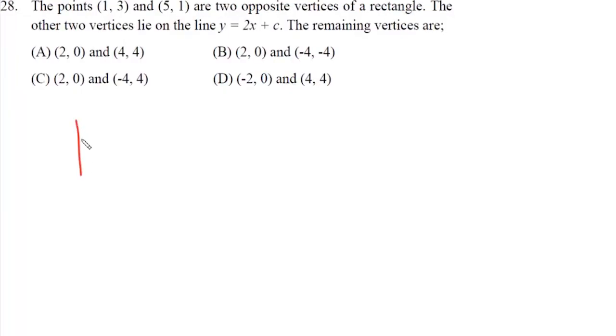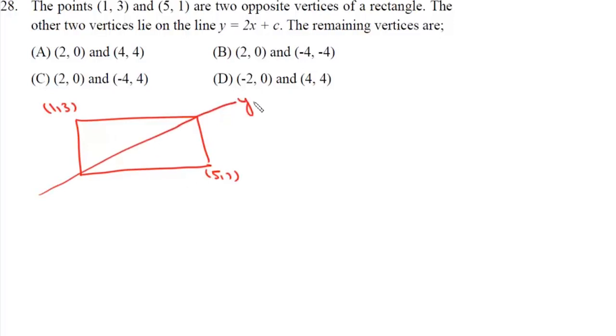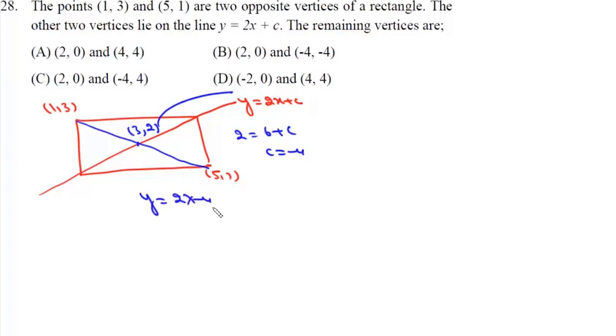Now here we are given a rectangle whose 2 vertices are (1, 3) and (5, 1), and the other 2 vertices lie on this line, which is y equals 2x plus c. We need to find the remaining 2 vertices. Now we know that the midpoint of this diagonal will lie on this other diagonal. So this midpoint will be (3, 2), and if we put the value of x and y, we'll get 2 equals 6 plus c. Value of c is minus 4. So this line is y equals 2x minus 4.